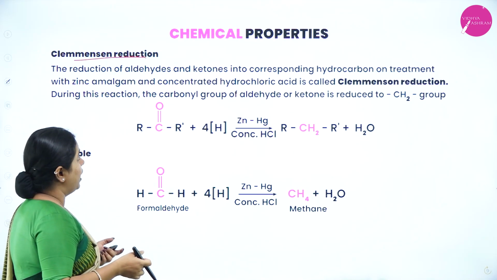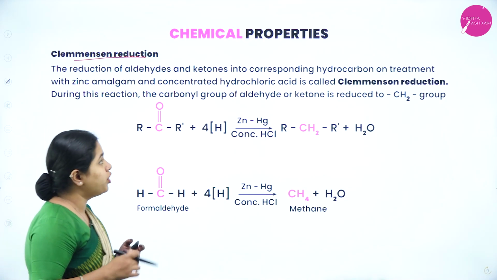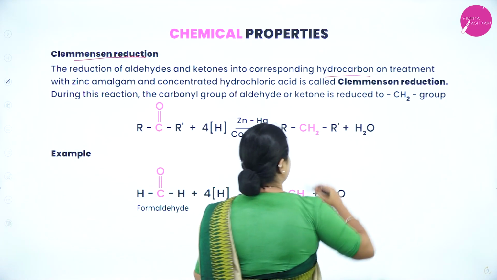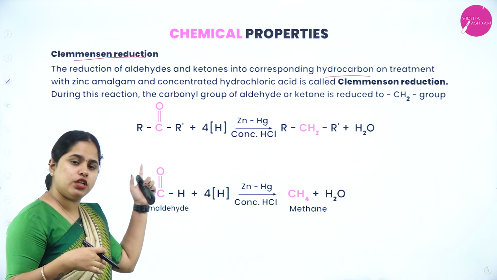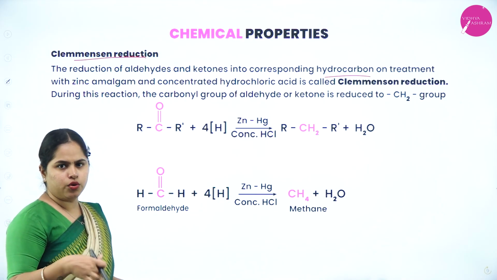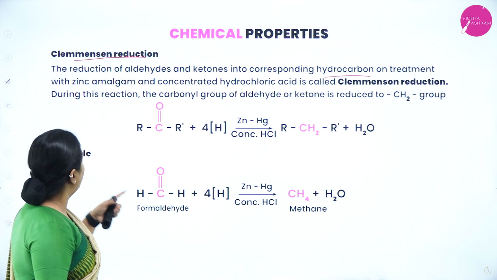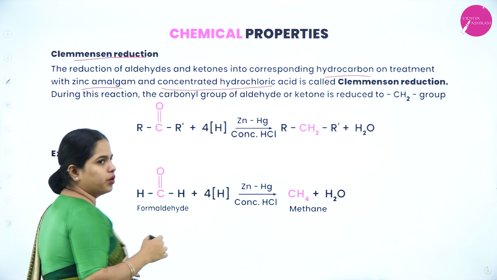So the reduction of aldehydes and ketones into corresponding hydrocarbon. So what are you getting here? Hydrocarbon. If you want to form hydrocarbons from aldehydes and ketones, which reaction do you have to use? It is Clemmensen reduction. Reduction means what? We are going to add hydrogen here. On treatment with zinc amalgam and concentrated hydrochloric acid.